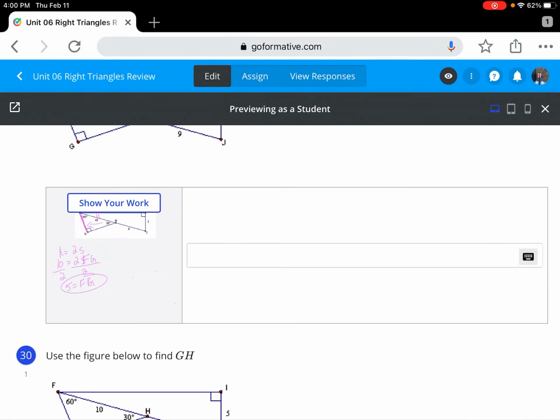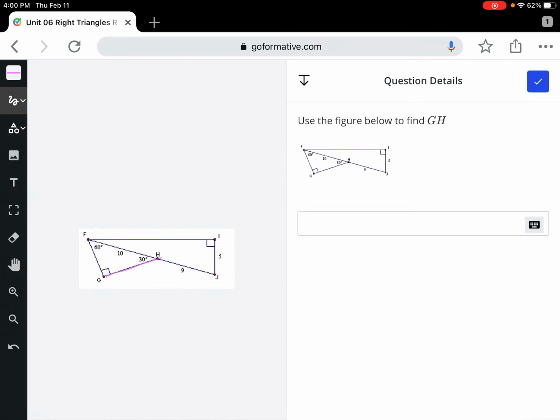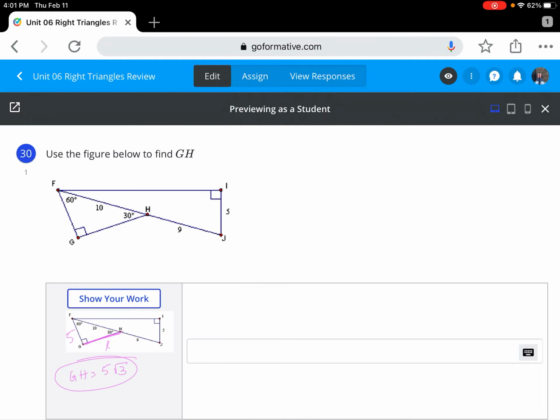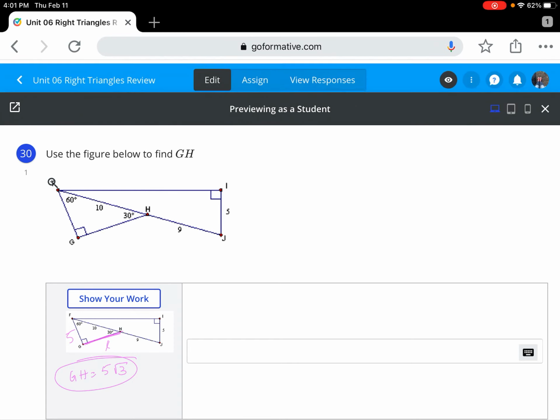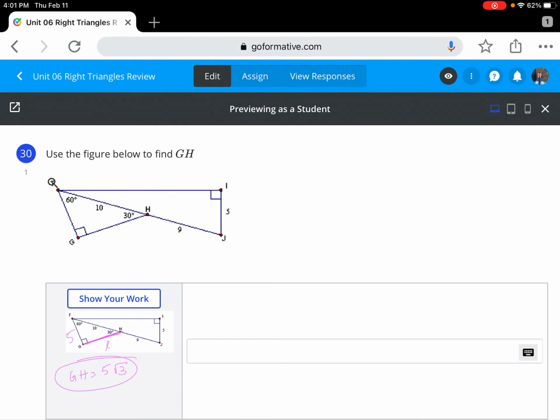Next one, GH. Well, we use what we know from the last problem. So I go back up. I knew that FG was 5, and that's my short leg. This right here is my long leg. I know that my long leg is equal to my short leg times radical 3. And so your answer is just 5 radical 3 there.